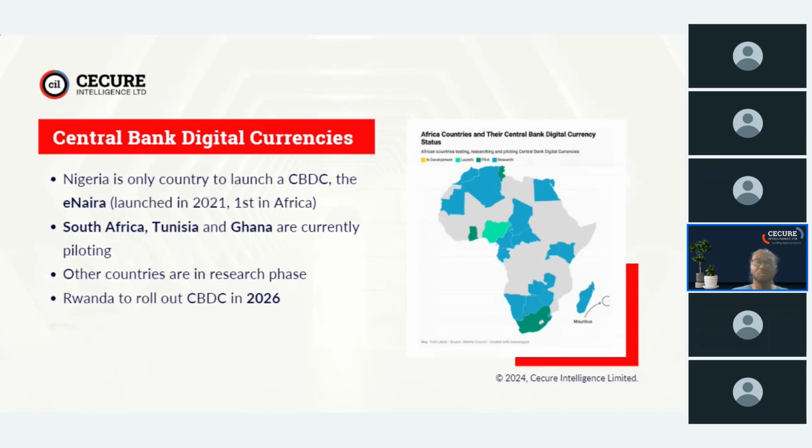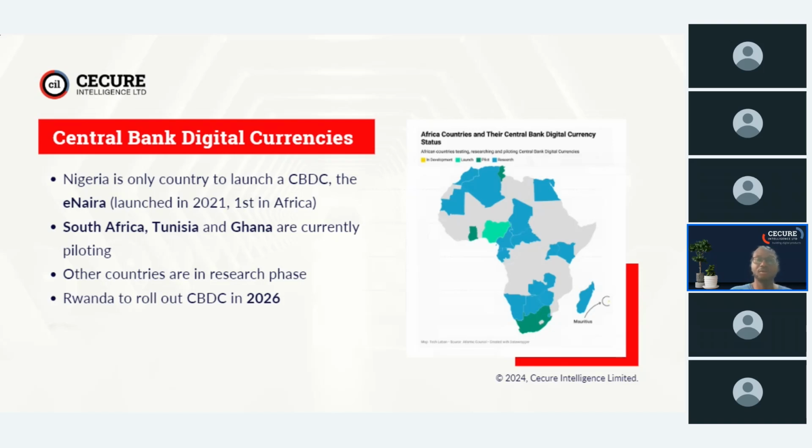So you should expect that Rwanda is going to launch in 2026, and maybe Ghana will launch it either next year or the year after that. So yes, CBDCs are a big deal, and we should be seeing more traction in the coming years.